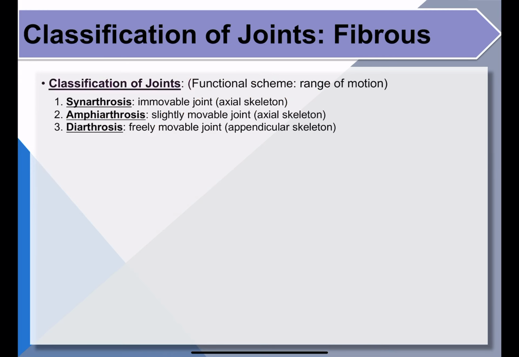All right, so now we'll move on to the main topic in chapter 9, which is our joints. Just like how we have a classification scheme for tissues and bone shapes, we also have one for our joints. And we actually have two classification schemes. One is the functional classification scheme, and the other is the structural classification scheme. The functional classification scheme has to do with range of motion, which is how freely movable the joint is. Okay, how much motion can that joint do?